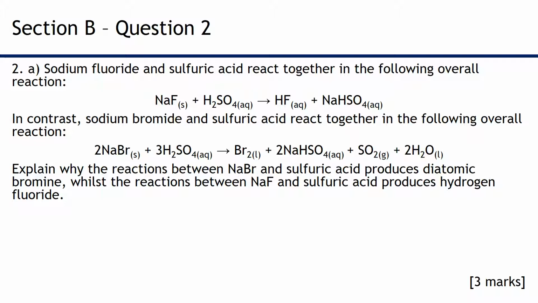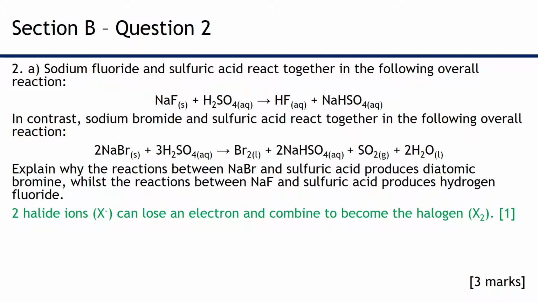And you're asked to explain why the reaction between sodium bromide and sulfuric acid produces diatomic bromine, whilst the reaction between sodium fluoride and sulfuric acid produces hydrogen fluoride. So this requires you to remember something about periodicity, in particular the reactivities of the halogens and their anions.